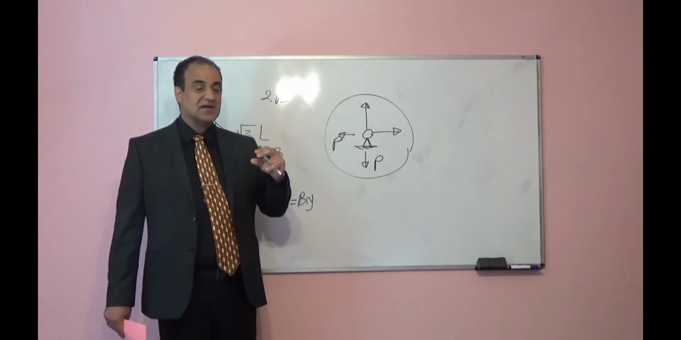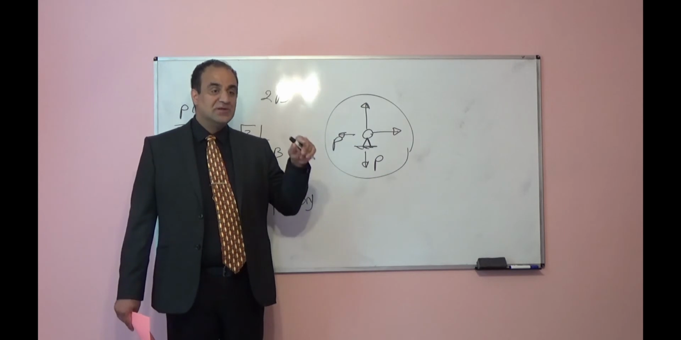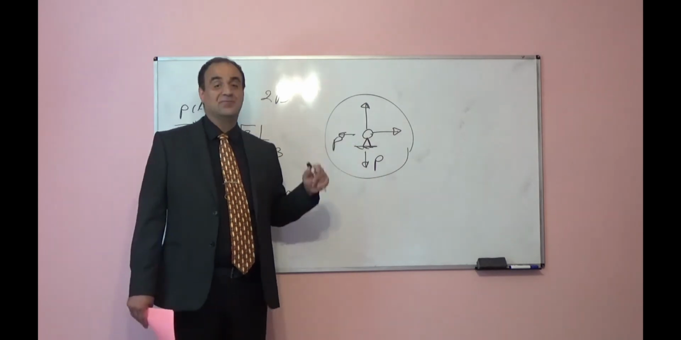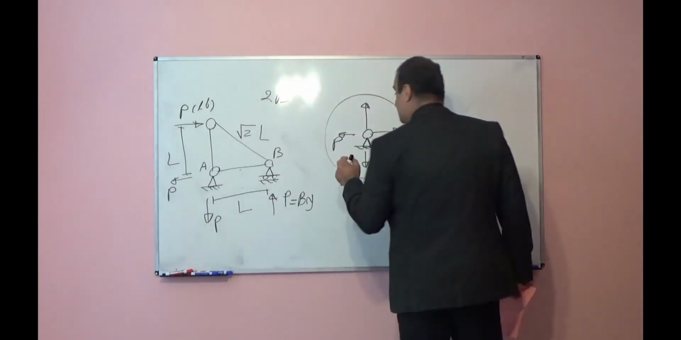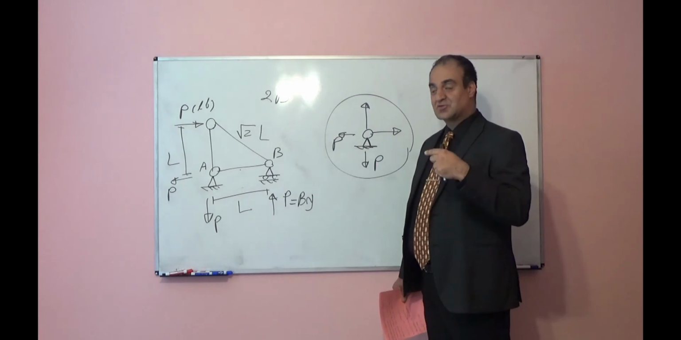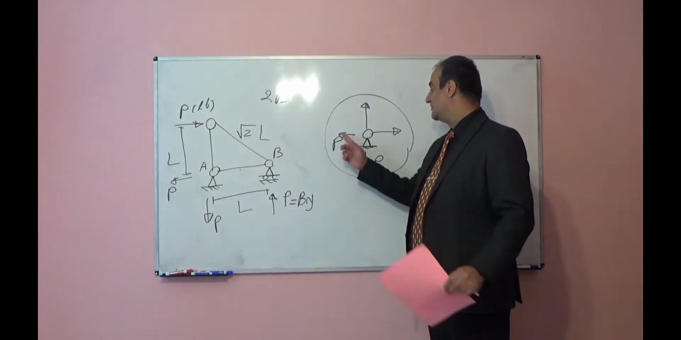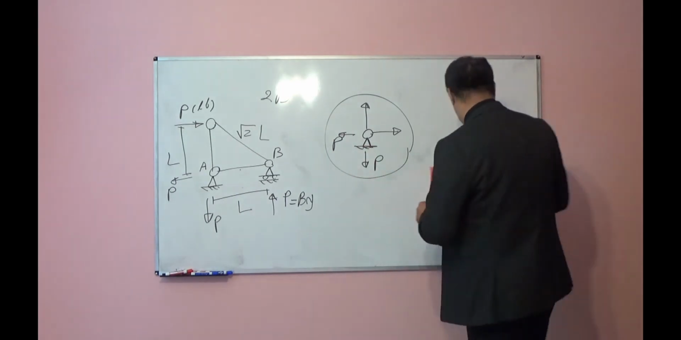So I should start from a joint where I have only 2 unknowns, 2 internal forces of the members which are unknown. If I start from a joint that has 3, 4, 5 unknowns, I can write only 2 equilibrium equations and I will not be able to find the internal forces.